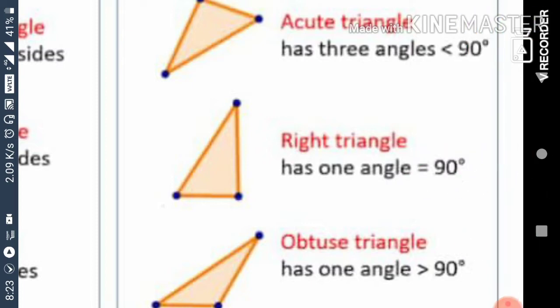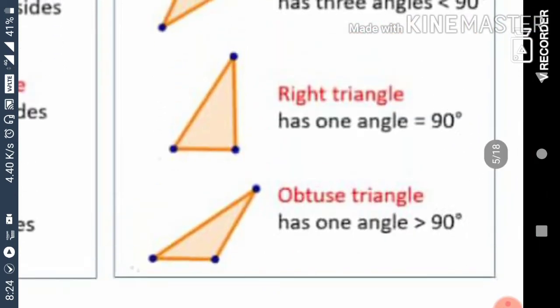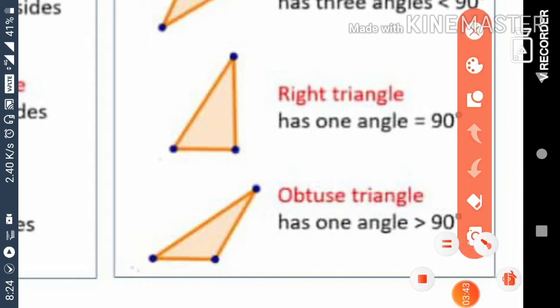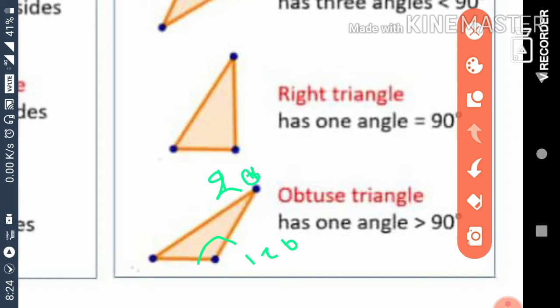Now comes the obtuse angle triangle. What is an obtuse angle triangle? An obtuse angle triangle is that triangle where one angle is more than 90 degrees. As you can see here, this angle is more than 90. Suppose this angle is 120. We know that the sum of all the angles of a triangle is 180. So with 120, we can assume this one is 20, and 120 plus 20 is 140, so this one is left with 40 only. This is 40 degrees. In this way we can say this is an obtuse angle triangle, because here one angle is more than 90 degrees.